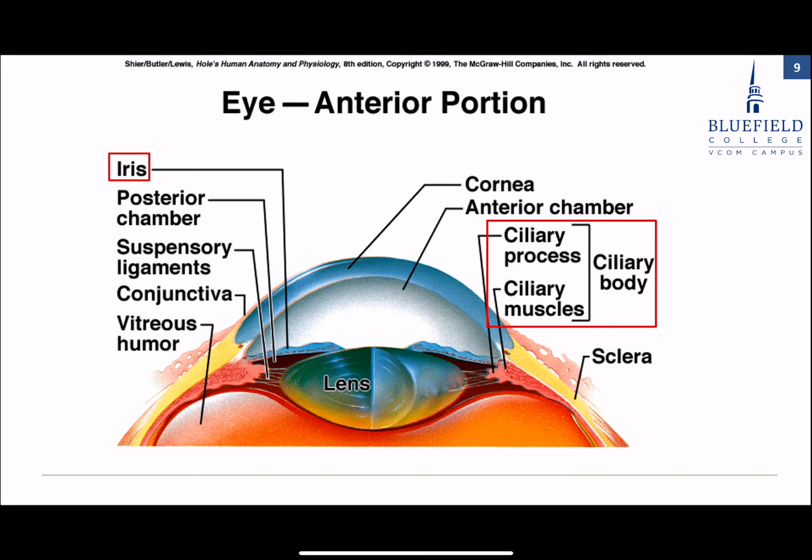All right? Now, when we talk about the ciliary body here, it's got two major components to it. There is the body itself, which contains ciliary muscle we'll come back to, and then it's got these little tiny projections, these little peninsulas coming off of it here.